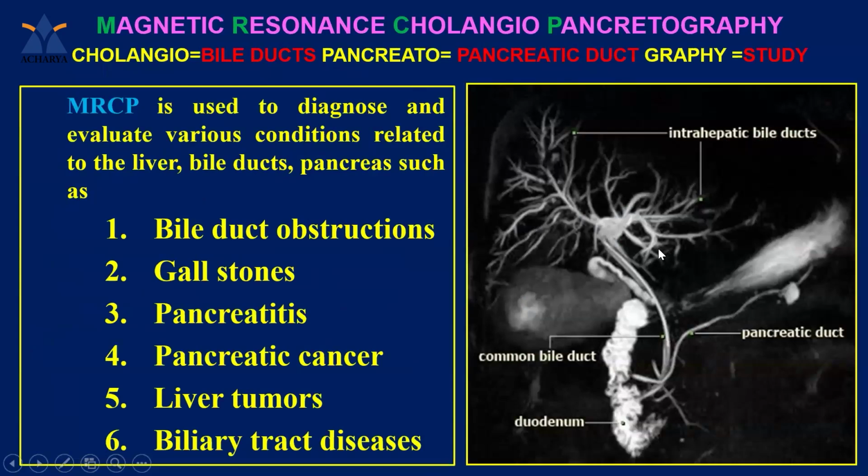MRCP is used to diagnose and evaluate various conditions related to the liver, bile duct and pancreas, such as bile duct obstruction, gallstones, pancreatitis, pancreatic cancers, liver tumors, and biliary tract disease.